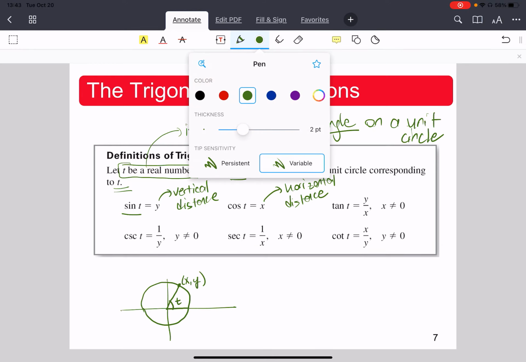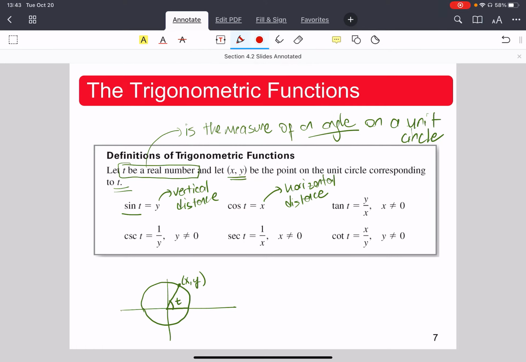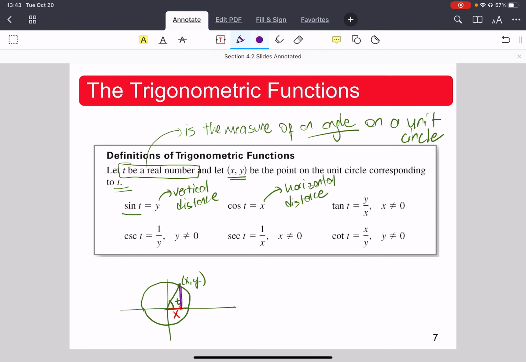To see this on the graph, as I previously showed you, this side is x, and then this height is y. And y happens to be the sine of t, and then x happens to be the cosine of that angle t.